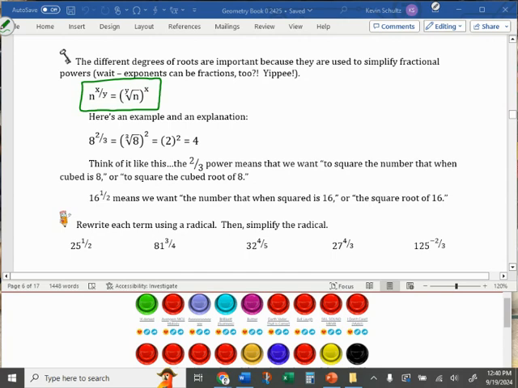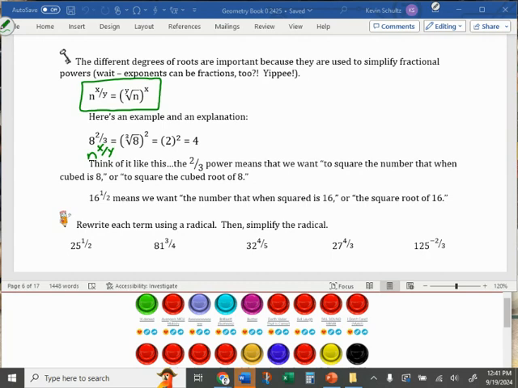So for example, 8 to the 2/3 power, here is our n to the x over y. We have a base of 8, right? And we have a fractional power, x over y, 2 over 3.